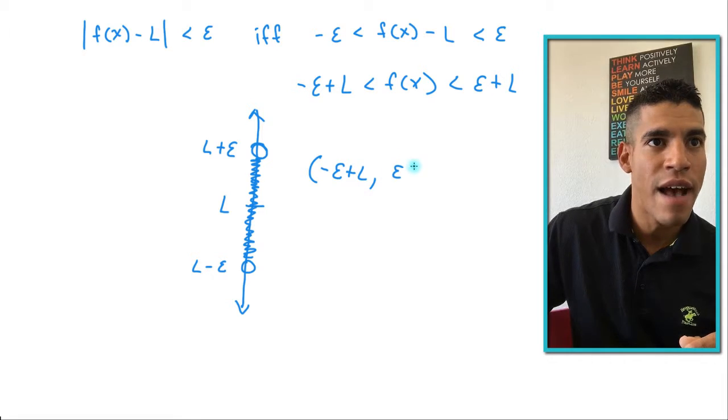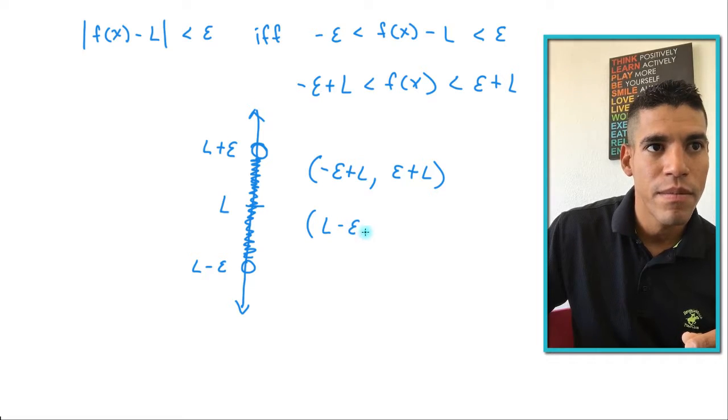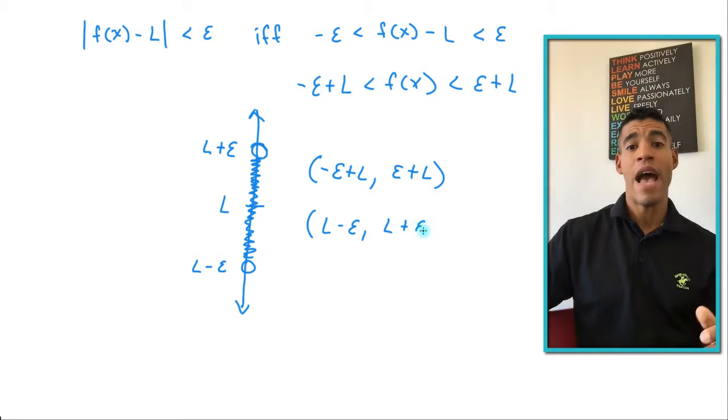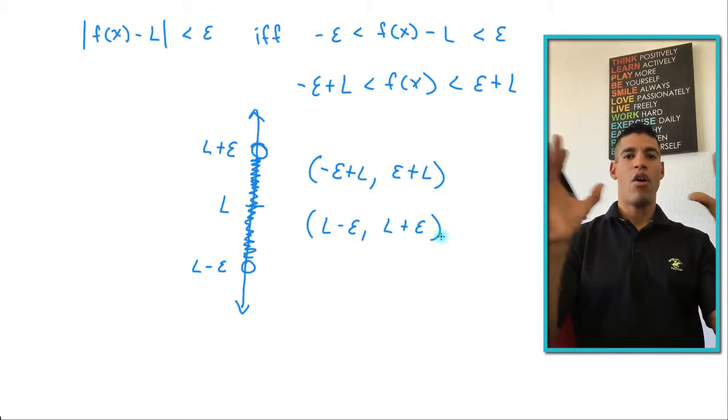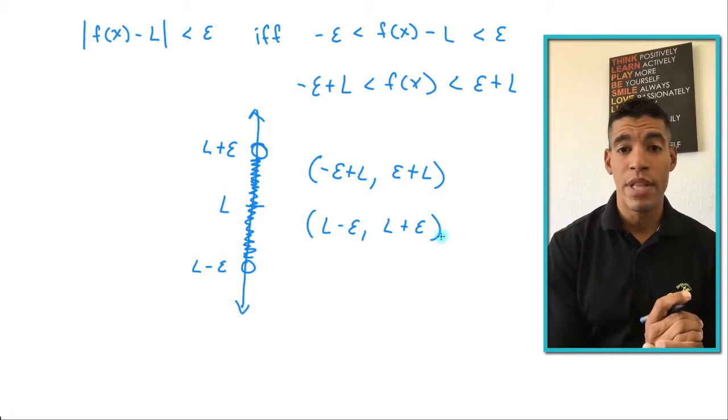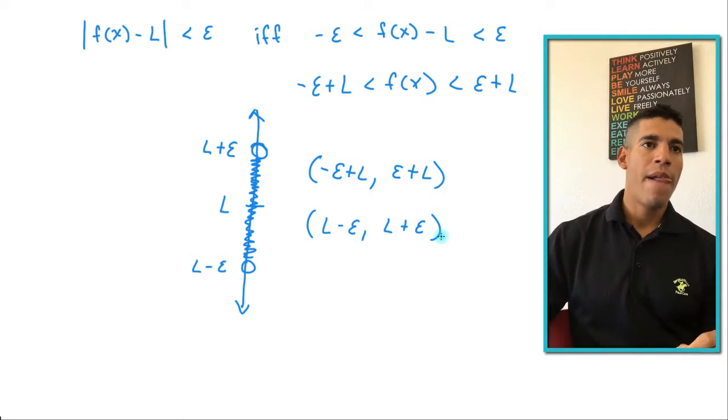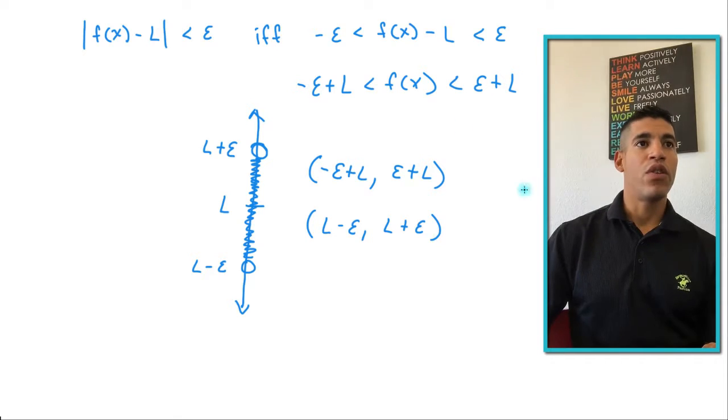Some books have them as L minus epsilon. It's the same thing. L plus epsilon. Okay? And there you have it. I've broken apart all of the inequalities, and now we're going to put them together. So together will be a two-dimensional space, right?